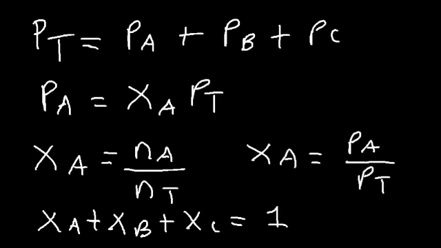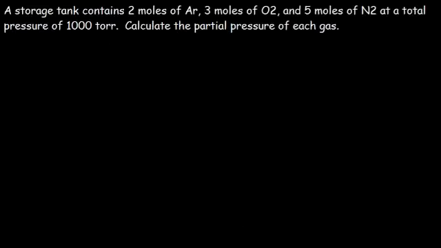So now let's work on some problems using these equations. Let's try this problem. A storage tank contains 2 moles of argon, 3 moles of O2, and 5 moles of N2 at a total pressure of 1,000 torr. Calculate the partial pressure of each gas.